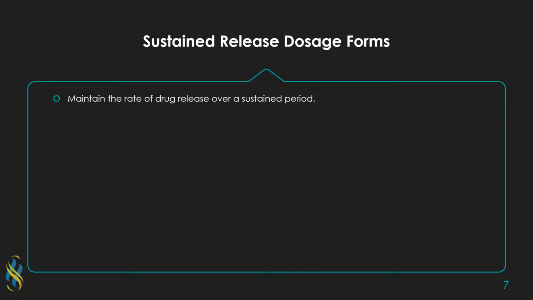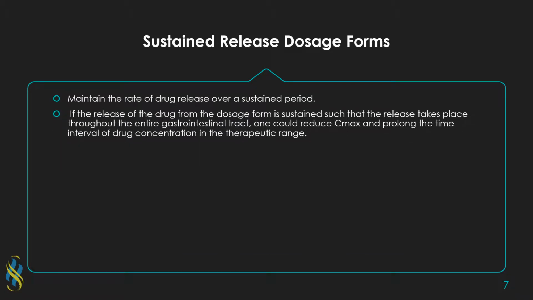These systems maintain the rate of drug release over a sustained period of time. For example, if the release of the drug from the dosage form is sustained, such that the release takes place throughout the entire gastrointestinal tract, one could reduce the Cmax and prolong the time interval of drug concentration in the therapeutic range. This in turn may reduce the frequency of dosing, for example, from 3 times a day to once a day dosing.